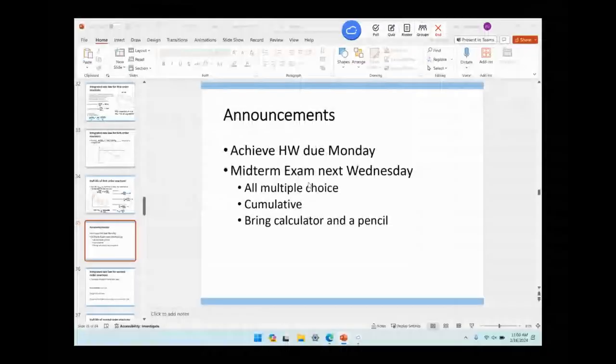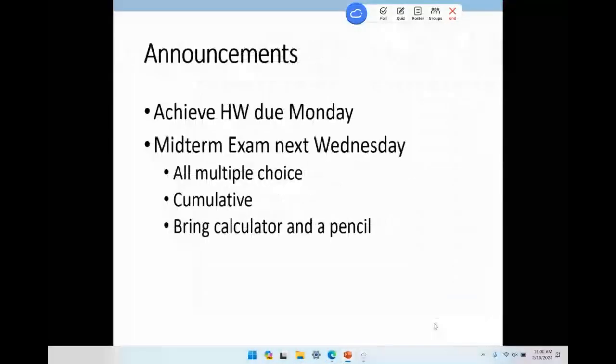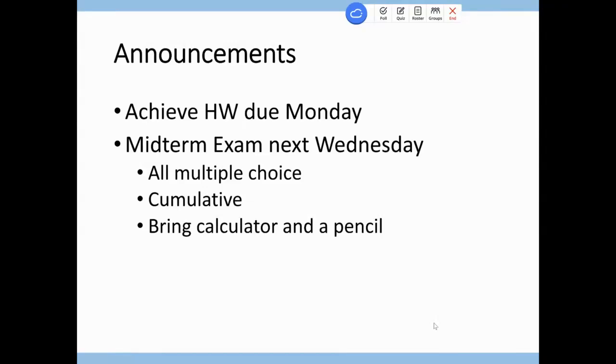Some announcements for you all. Just don't forget your chief homework is due Monday, and then our midterm is next Wednesday. So we'll meet in class on Monday. I have office hours on Tuesday, and then our midterm will be on Wednesday.